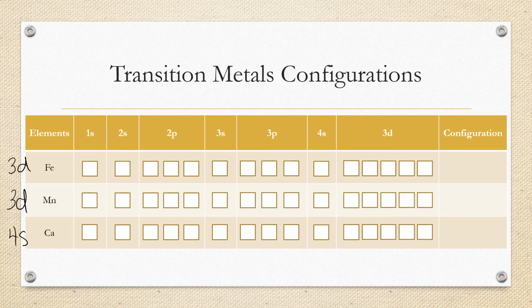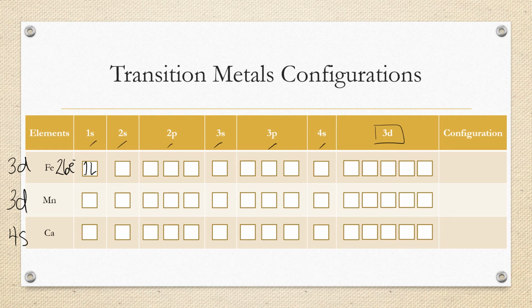So iron is, as I said, in the 3D block, so that means we're going to probably be filling up 1s, 2s, 2p, 3s, 3p, and 4s in order to get to that 3D block. So let's see if that's the case. Iron has an atomic number of 26. That means it's going to have 26 electrons. So let's get started here.